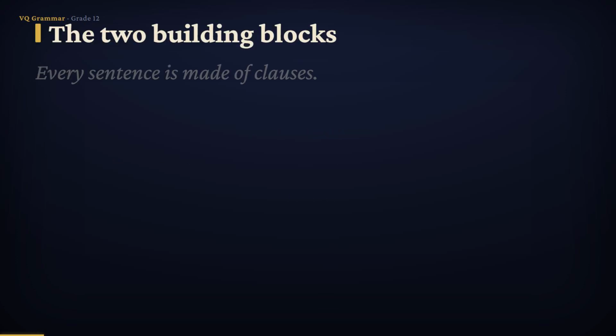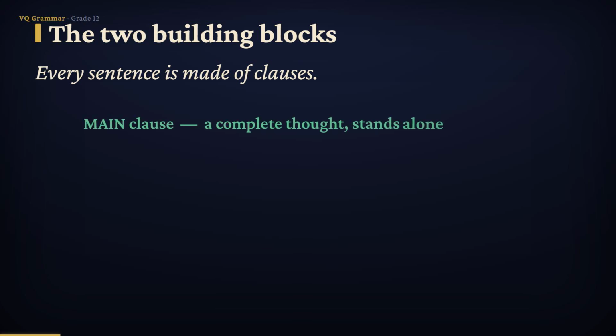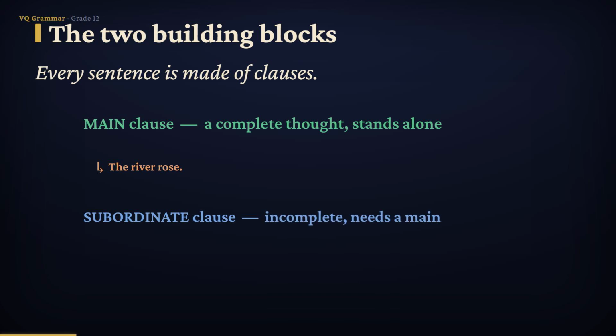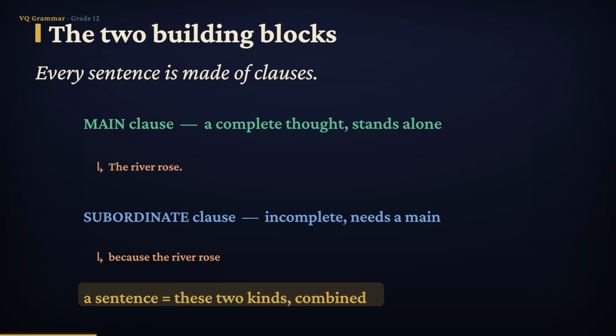Let's get into it. Before we name today's two sentence types, let's make sure the building blocks are solid. Every sentence is assembled from clauses, and there are two kinds. A main clause is a complete thought that can stand alone as a sentence, like "the river rose." It has a subject and a verb, and it needs nothing else. A subordinate clause also has a subject and a verb, but it cannot stand alone, like "because the river rose." That little word "because" leaves it dangling, waiting for more. So keep this in mind. Every sentence you meet is just these two kinds of clause, combined in different amounts.